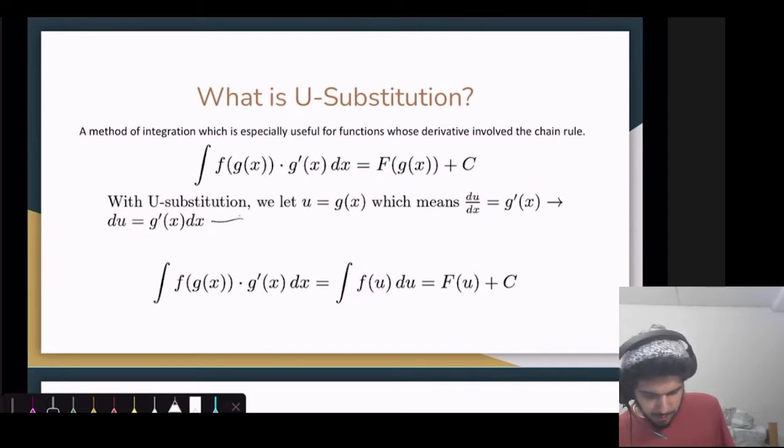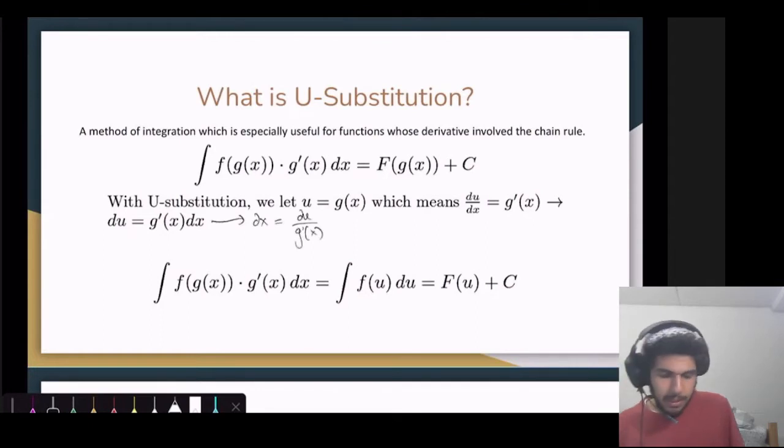I like to go a little bit further and say that dx is equal to du divided by g prime of x. And the reason why is when we go back to this integral, we can now make some substitutions.